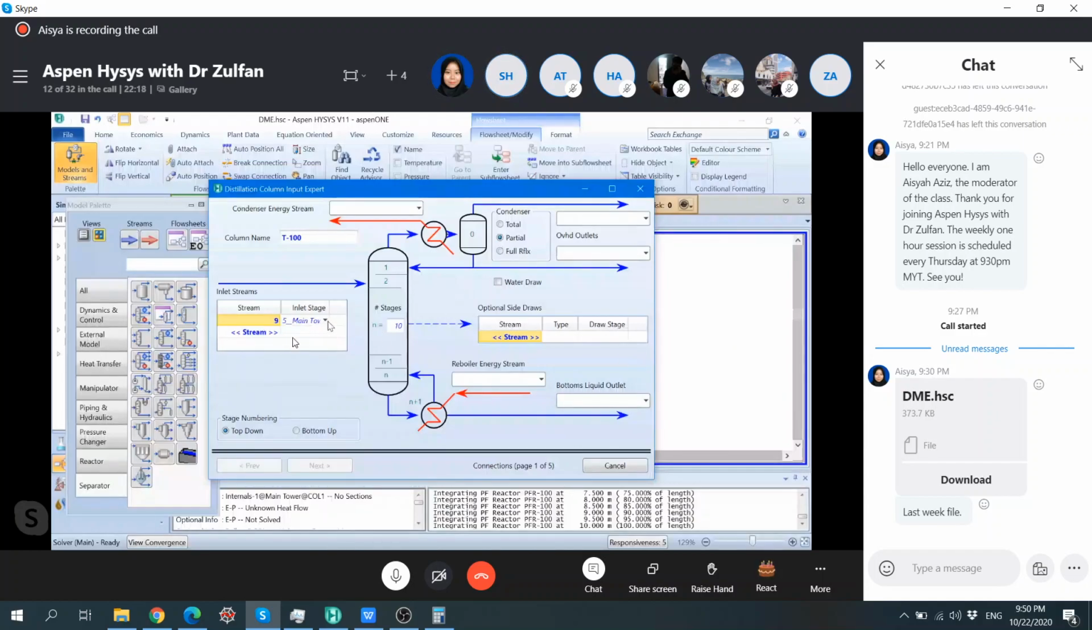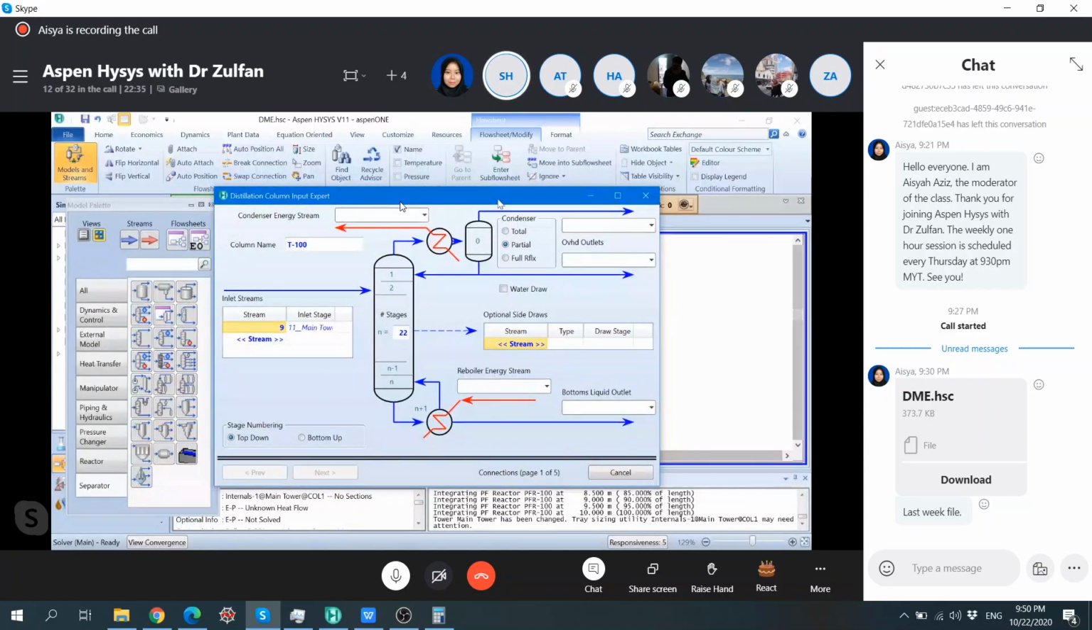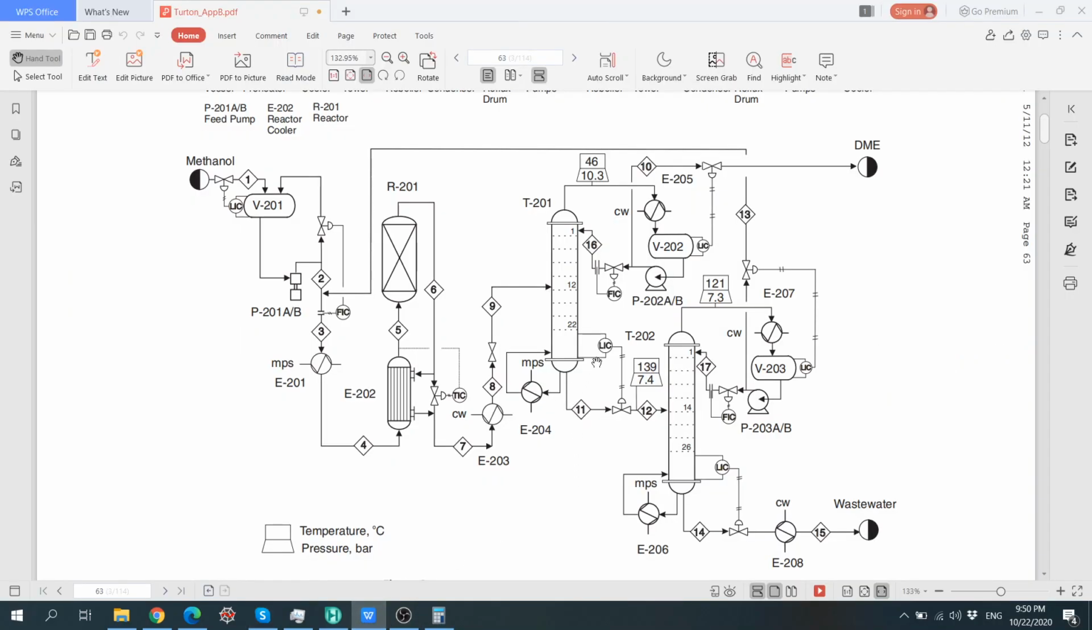One minute, because you already put stream 9. Okay, stream 9. So now the number of stages is 22, right? So you can just type 22. It looks different to me, but anyhow. Okay, so the number of stages is 22, and then we know from the book, let me open that book again, that stream 9 enters at stage 12.